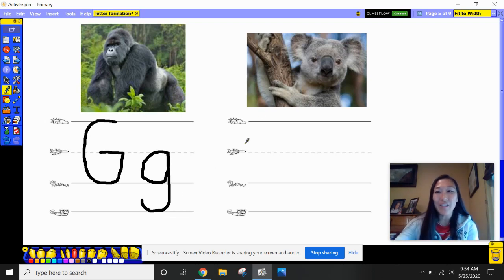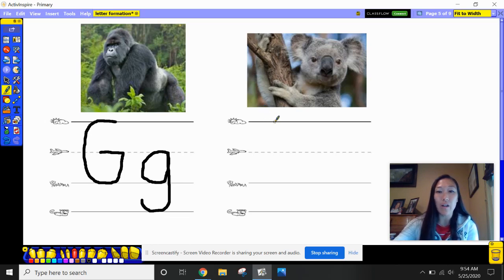Very nice. Does anyone know this cute animal here? This one is the koala. Koala, koala. Now, koala also has the k sound. There are a few letters that could make the k sound, but in koala, it is the K.